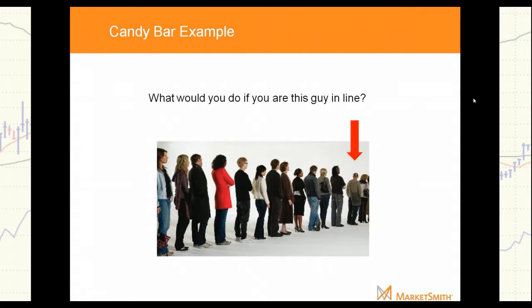Now, say, what would you do if you were this guy in line, right? You're one of the first there, and you can use this for the candy bar. You can use it for the phone example too. If you get one of these valuable items, what are you going to do? Right? Either you can eat it yourself, or do you buy as many as you can and then sell it down for a higher price and make a quick profit.